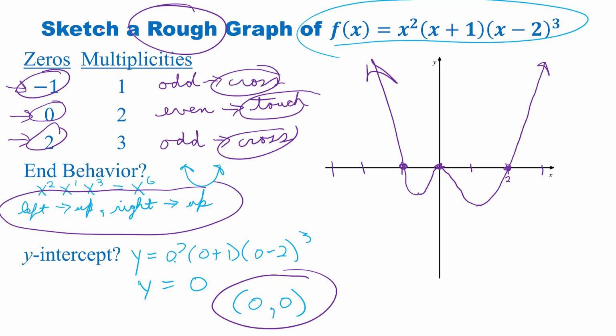What I want to use my graph for is I want to know where the graph is above the x-axis, where it's below the x-axis, and where it touches or crosses the x-axis. Also, I want to know what the y-intercepts are, which is where it crosses the y-axis, and that's it. I don't really need any more information for these rough graphs.